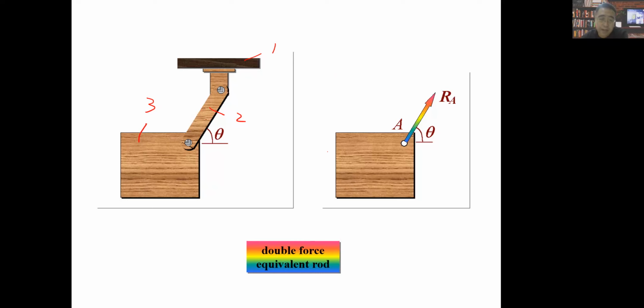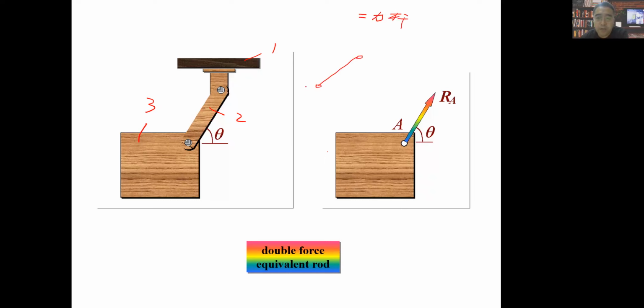So if we assure that this rod is the double force equivalent rod, in China we always call that 二力杆, actually 二力平衡杆, right?